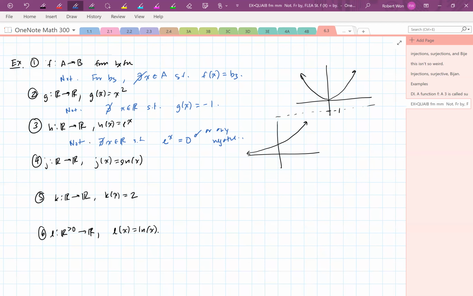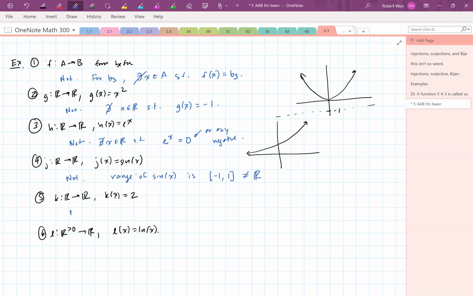Okay, sine of x, also not, because let's state this in a different way. The range of sine of x is just the closed interval from -1 to 1, which is not equal to R. Here's another way to say that it's not surjective. The range is not everything. The range is not equal to its codomain.